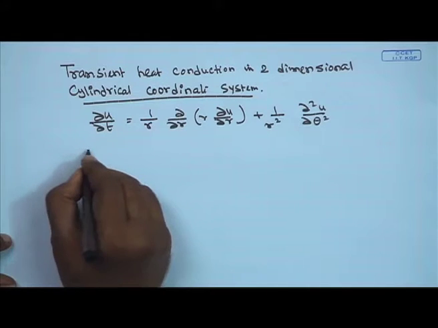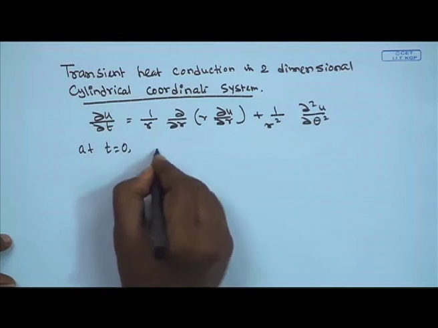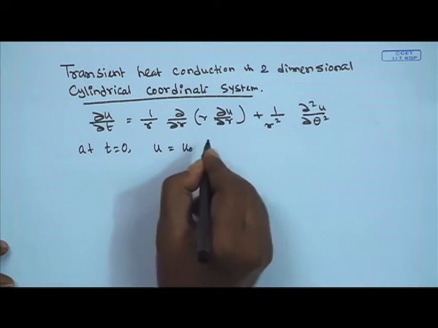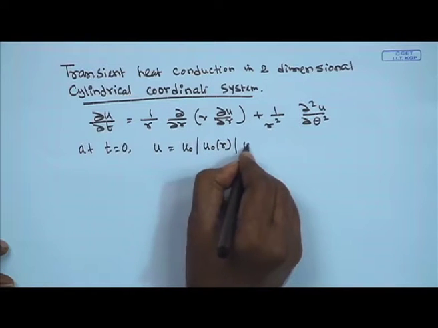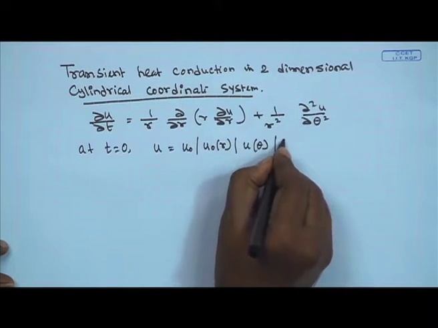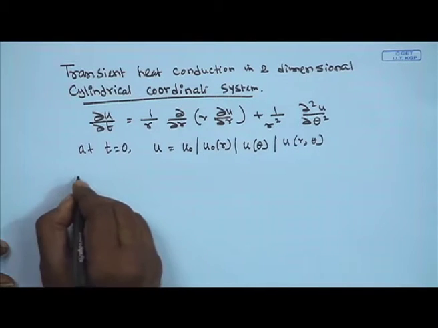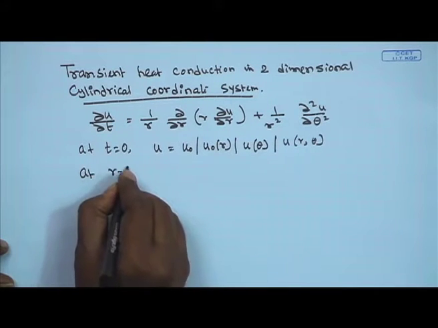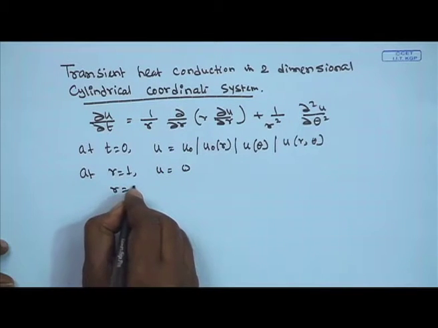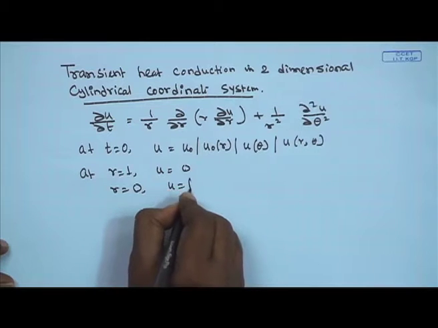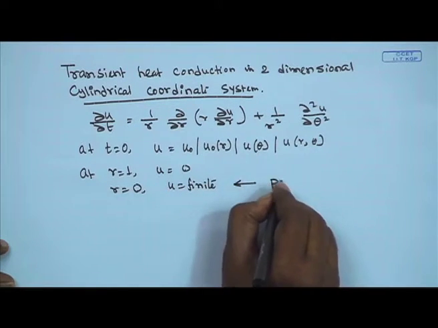So, let us write down the initial condition: at t is equal to 0, u is equal to u naught. It may be a constant, it may be a function of r only, it may be a function of theta only, it may be a function of r and theta both. So, at r is equal to 1, we have u is equal to 0, and at r is equal to 0, u is finite. So, this is an example of a physical boundary condition.